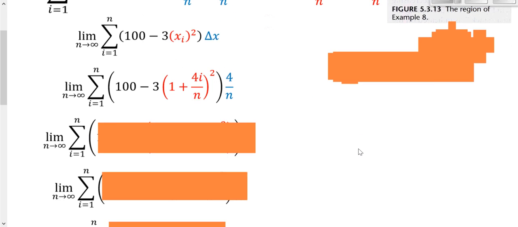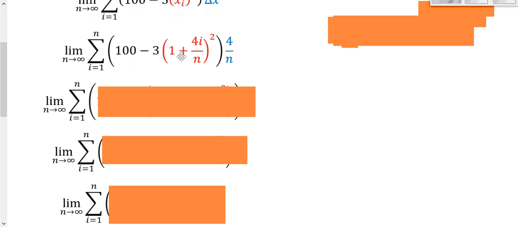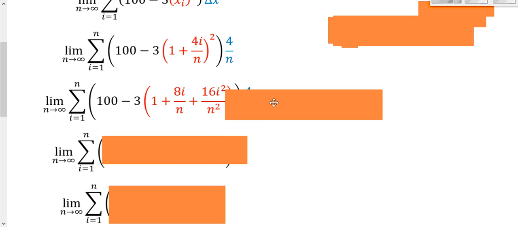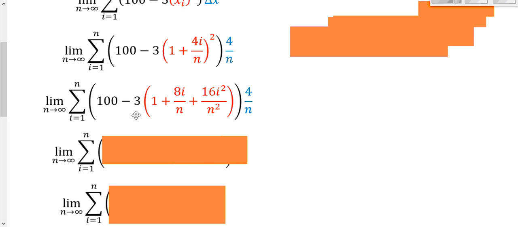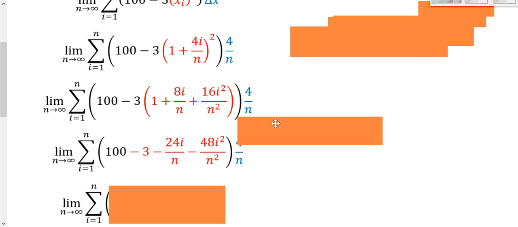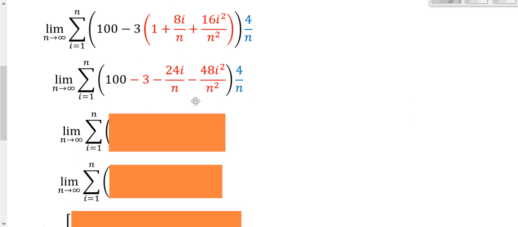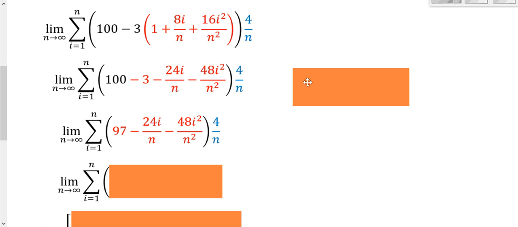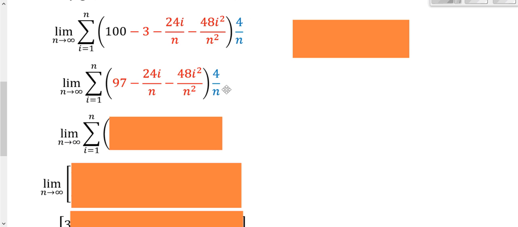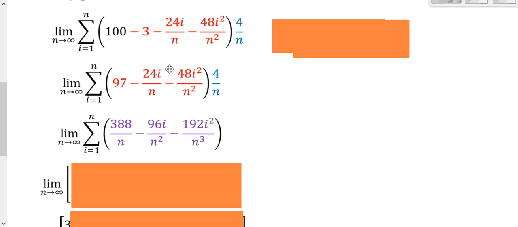Now I just need to do some algebra, simplify it down. So I'm going to go 1 plus 4i over n times another 1 plus 4i over n. Now I can distribute through my negative 3. Collect my like terms, which would give me a 97, because 100 minus 3. Now we could go ahead and distribute in our 4 over n. 4 over n times each one of these gives us this here. Notice blue and red together make purple, so that's why we got the colors going this way.